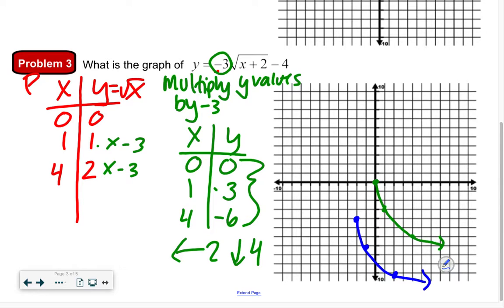So this green line is technically negative 3 square root of x. And this blue one is the function that we wanted. Negative 3 square root of x plus 2 minus 4. If you want, yeah, you can just make a table with these values and plug them in. I think it's easier to do it that way, I guess, where you just manually move each point. But up to you.